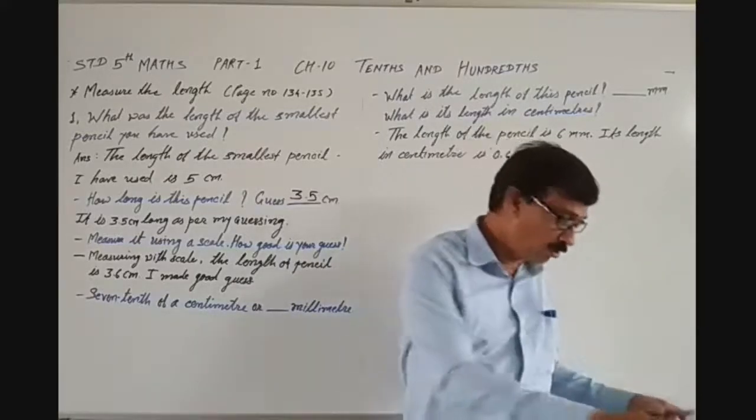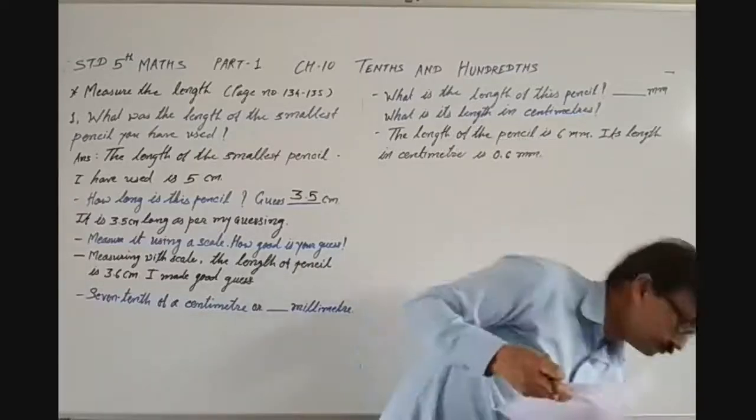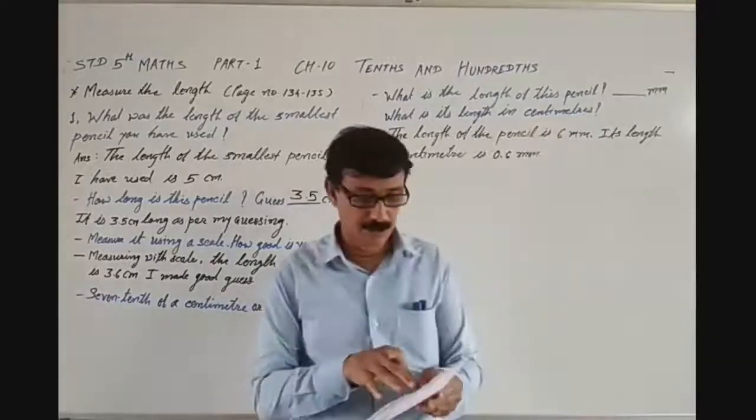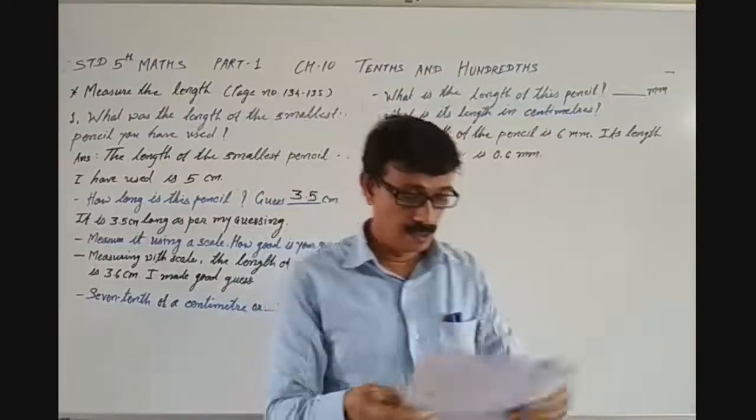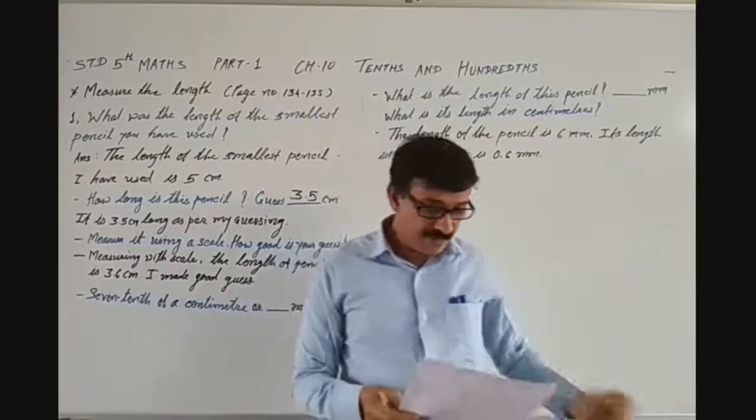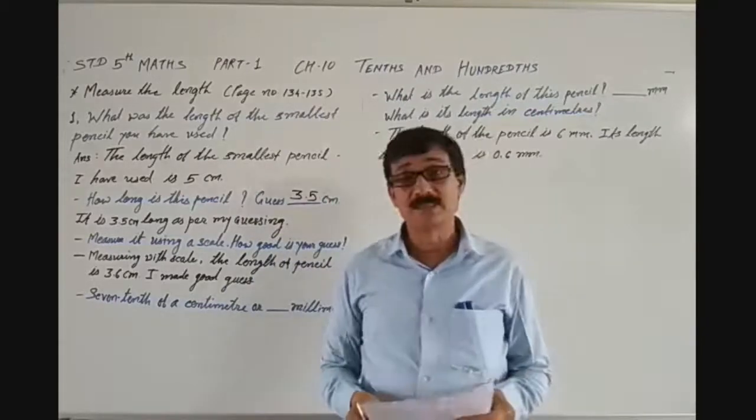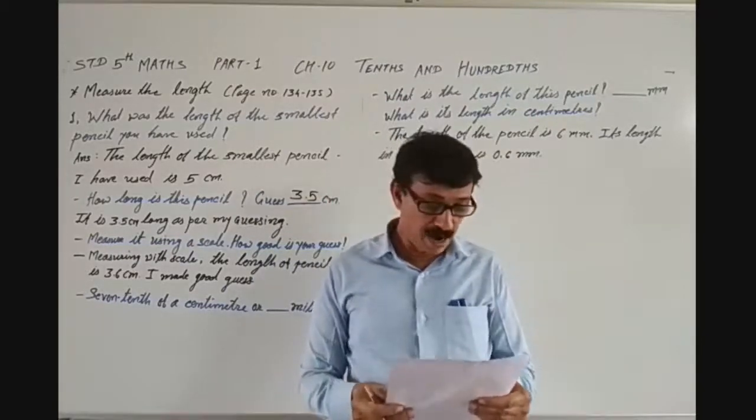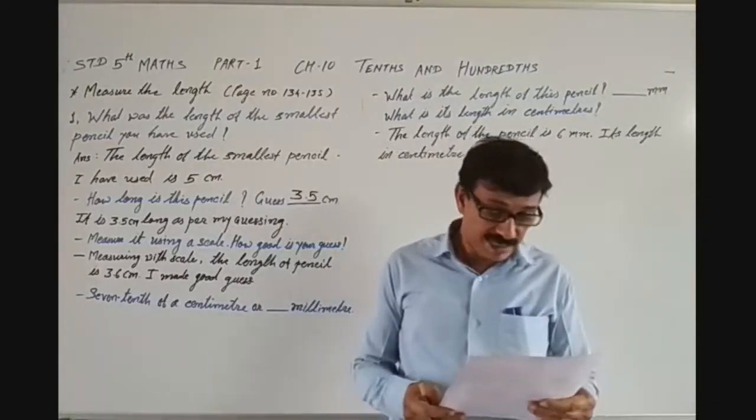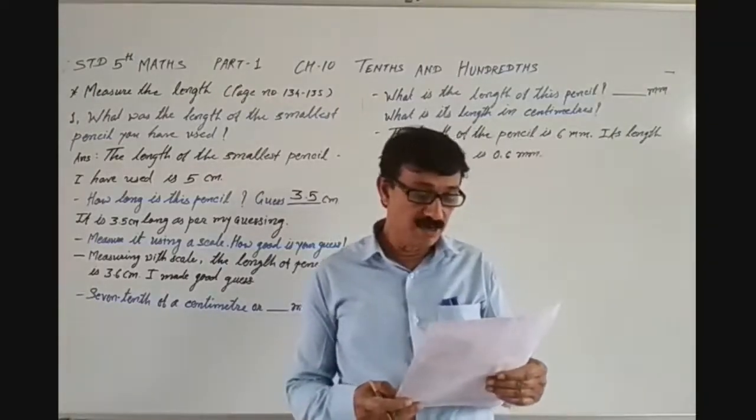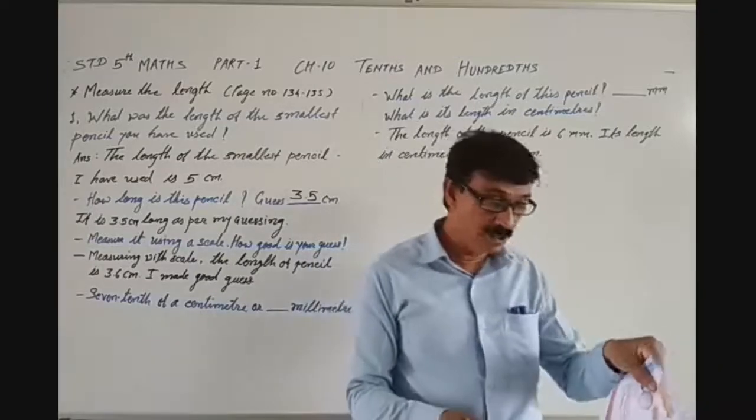In your textbook, you can see this one. We are reading this one. Here, 1 centimeter has 10 equal parts. So each part is 1/10 of centimeter. 1/10 of centimeter is called 1 millimeter. Now let me make you understand this.